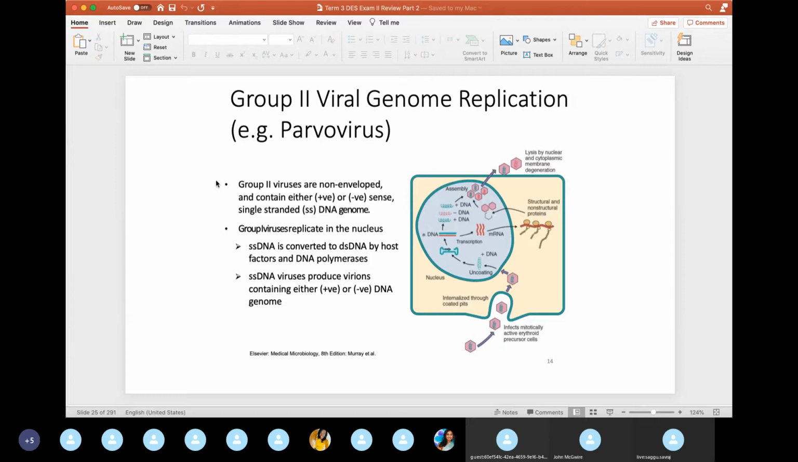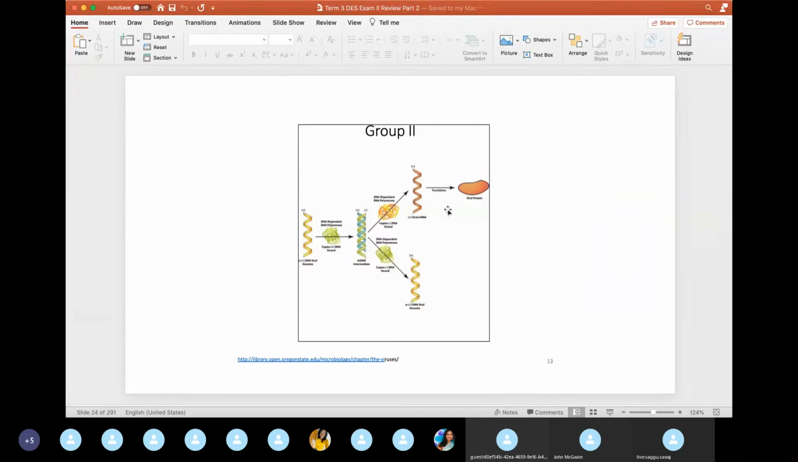Okay, parvovirus. Where do they replicate? They replicate in the nucleus. Don't forget the single-stranded DNA is converted to double-stranded DNA. And then the single-stranded DNA, they produce virions containing either a positive sense or a negative sense DNA genome. Group 2 viruses replicate in the nucleus. Example, parvovirus. What do they need to be converted to double-stranded DNA? If it's single-stranded, you need a DNA-dependent DNA polymerase.